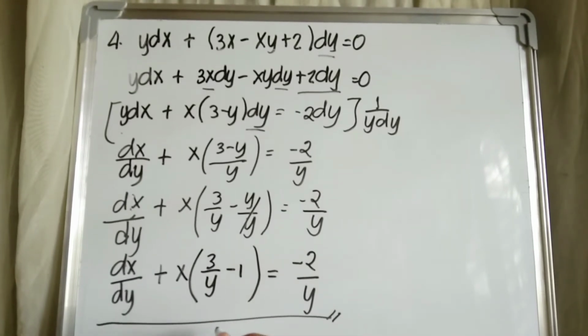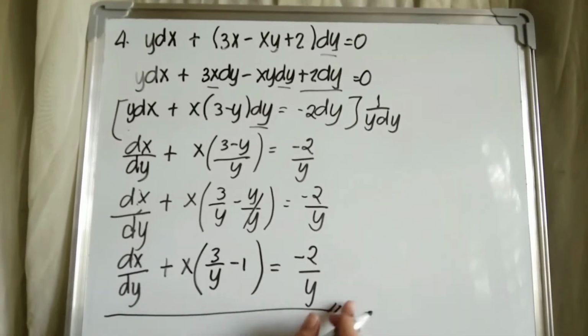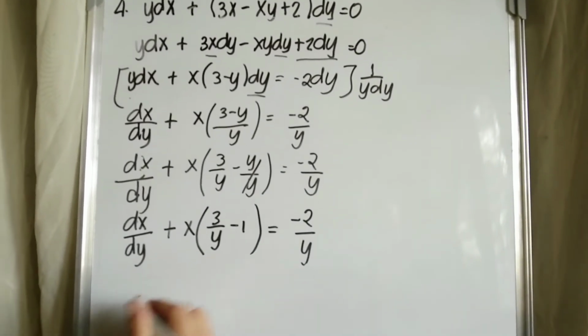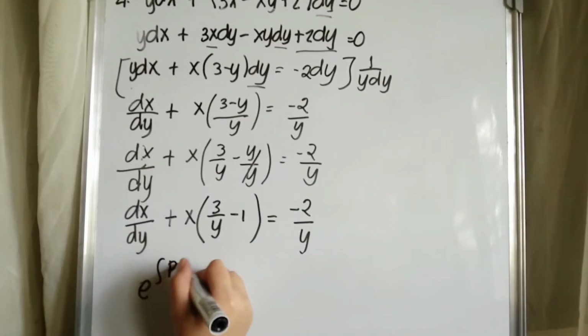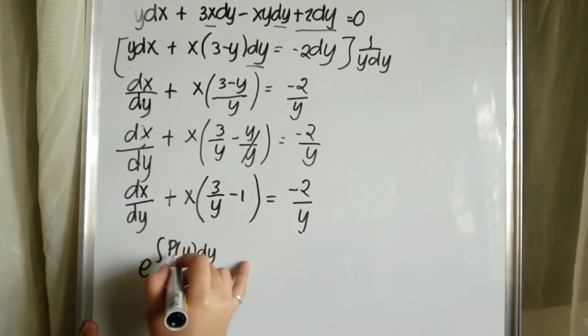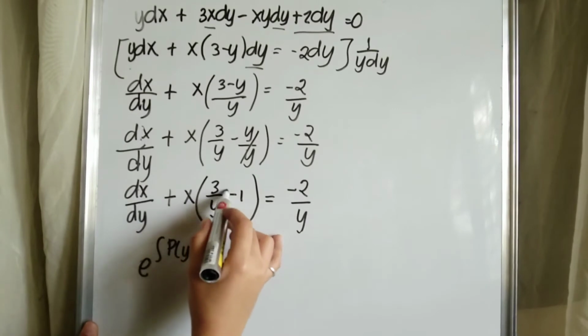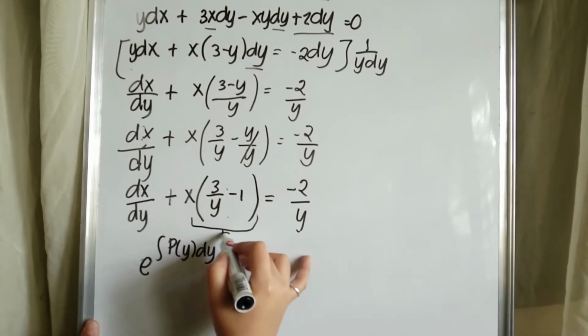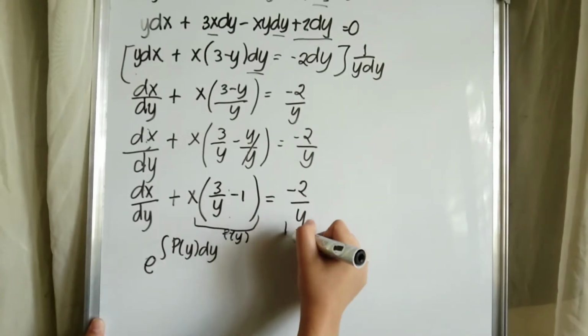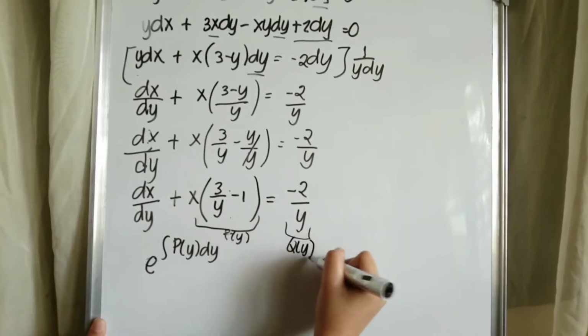Our equation is linear in x. So next is to solve for the integrating factor e raised to the integral of p of y dy. And then the value of our p of y is equal to 3 over y minus 1. So this is our p of y. And the negative 2 over y is our q of y.